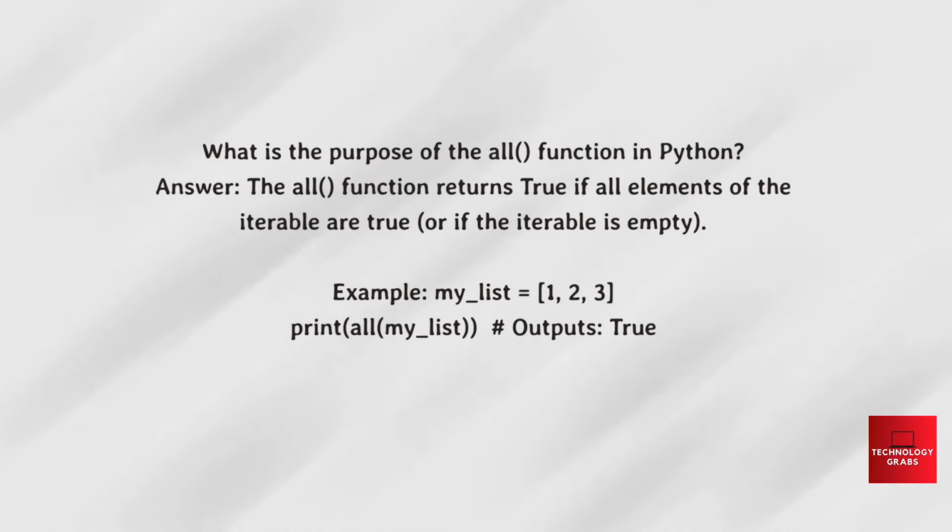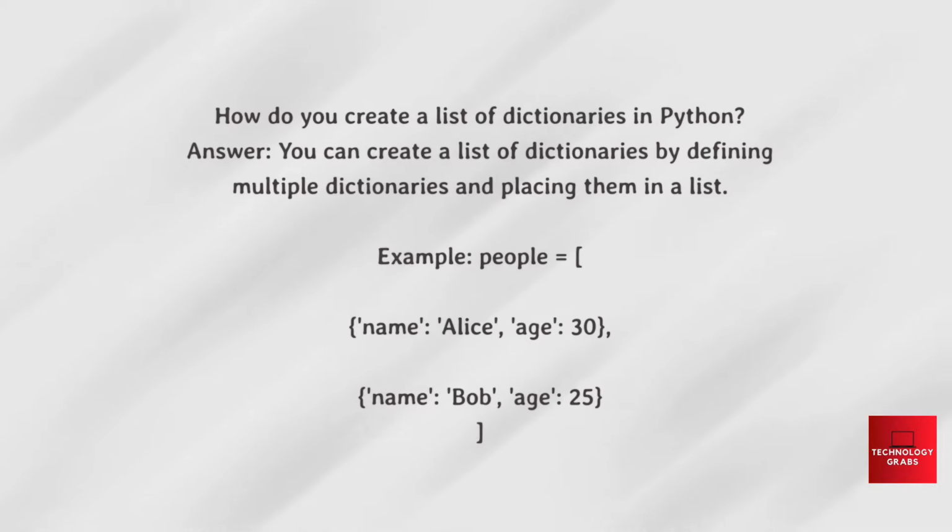What is the purpose of the all function in Python? Answer: the all function returns True if all elements of the iterable are true, or if the iterable is empty. Example: my_list = [1, 2, 3]; print(all(my_list)) outputs True.